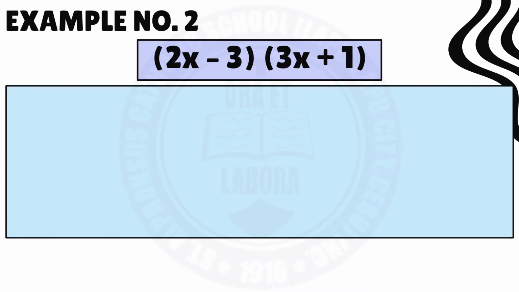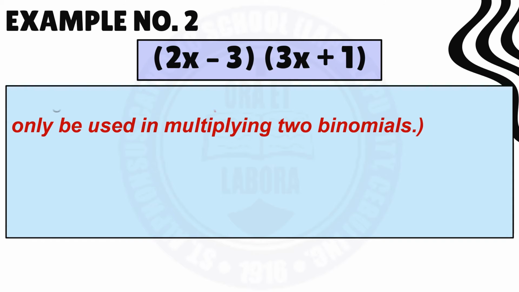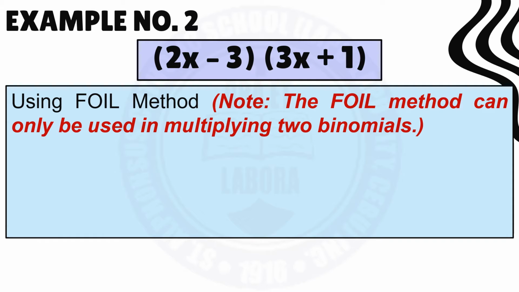Second example, the quantity 2x minus 3 times the quantity 3x plus 1. In this case, we can also apply the FOIL method. And you have to take note that the FOIL method can only be used in multiplying two binomials. So FOIL stands for F for first terms, O for outer terms, I for inner terms, and L for the last terms.